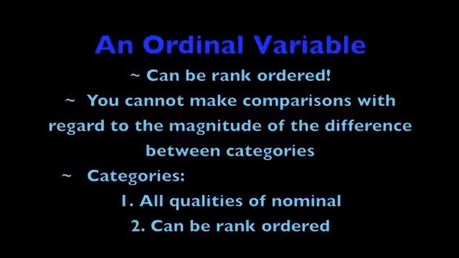The next variable we will be discussing is ordinal variables. They have all the same characteristics of a nominal variable, but they can also be rank ordered. However, you cannot make comparisons with regard to the magnitude of the difference between the categories. A good example of an ordinal variable would be relationship length. As you can see in the next clip, one of the students is in a relationship and discusses the length of her relationship.